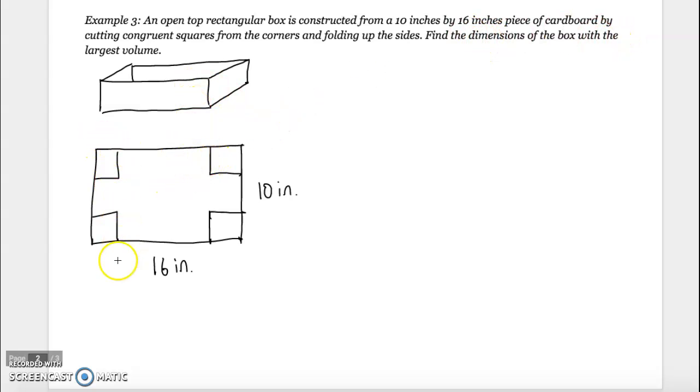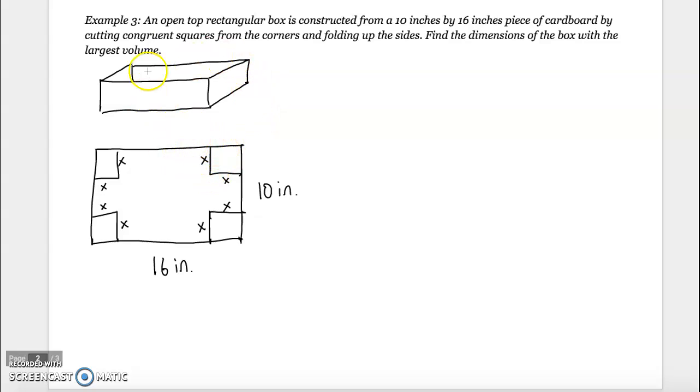This whole piece of cardboard was 16 by 10, but I'm cutting out these pieces. These are squares, so I know that all of the cuts I'm making are the same. I'm going to call all of those cuts x. I don't know how big I'm cutting them, but if it was folded up, this would have a height of x.